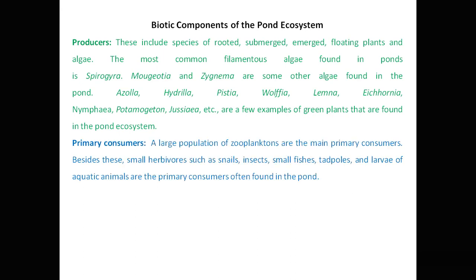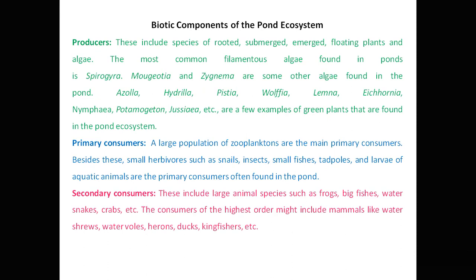Then the biotic component also includes primary consumers. A large population of zooplankton are the main primary consumers. Besides these, small herbivores like snails, insects, small fishes, tadpoles, and larvae of aquatic animals are the primary consumers often found in the pond. Secondary consumers include animal species such as frogs, big fishes, water snakes, crabs, etc. The consumers of the highest order might include mammals like water shrews, water wolves, herons, ducks, kingfishers, etc.